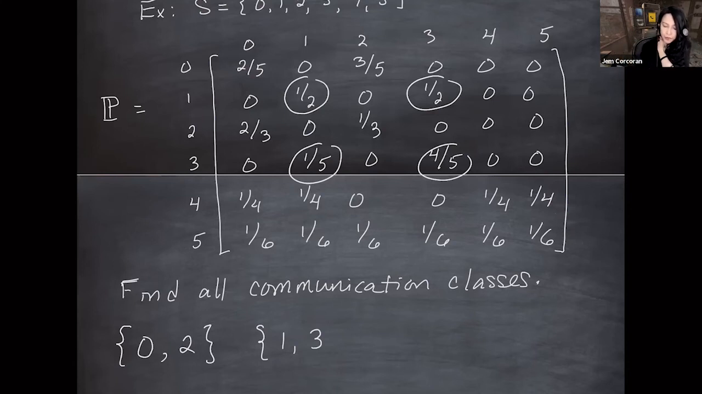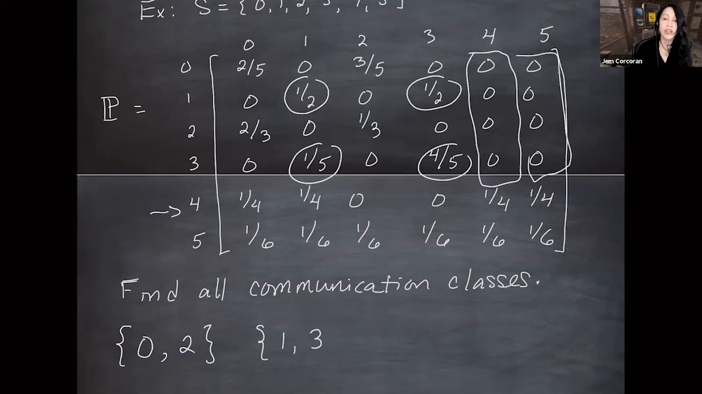State 4: actually, I know I cannot get to state 4. Look at these zeros. I can't get there from state 0, 1, 2, or 3. And because from state 0, 1, 2, or 3, I also can't get to 5, there's actually no way to get to 4 from those states. It starts its own class.